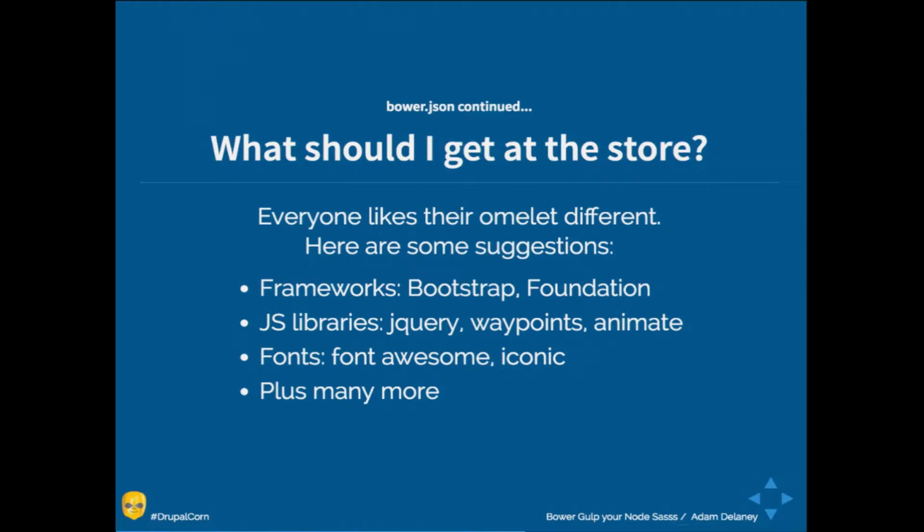Things that I get, we use Bootstrap, and so I tell Bower to go get Bootstrap. I tell Bower to go get a bunch of JavaScript libraries I use. Maybe you need jQuery, waypoints, animate. We use Font Awesome, so I tell Bower to go get Font Awesome. And there's just so many other front-end tools out there, and they typically have a Bower package, so you can just tell Bower to go get those.